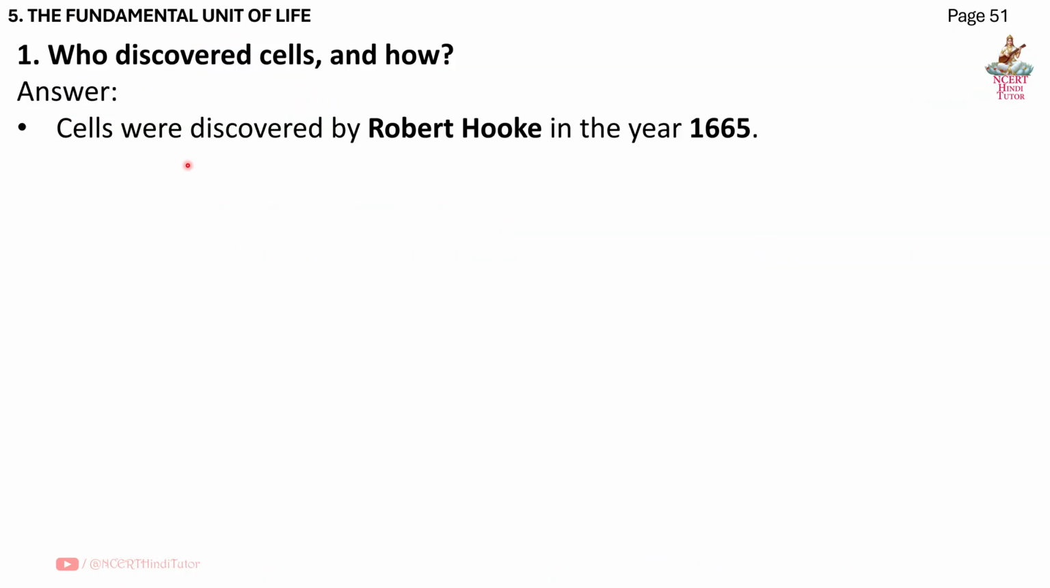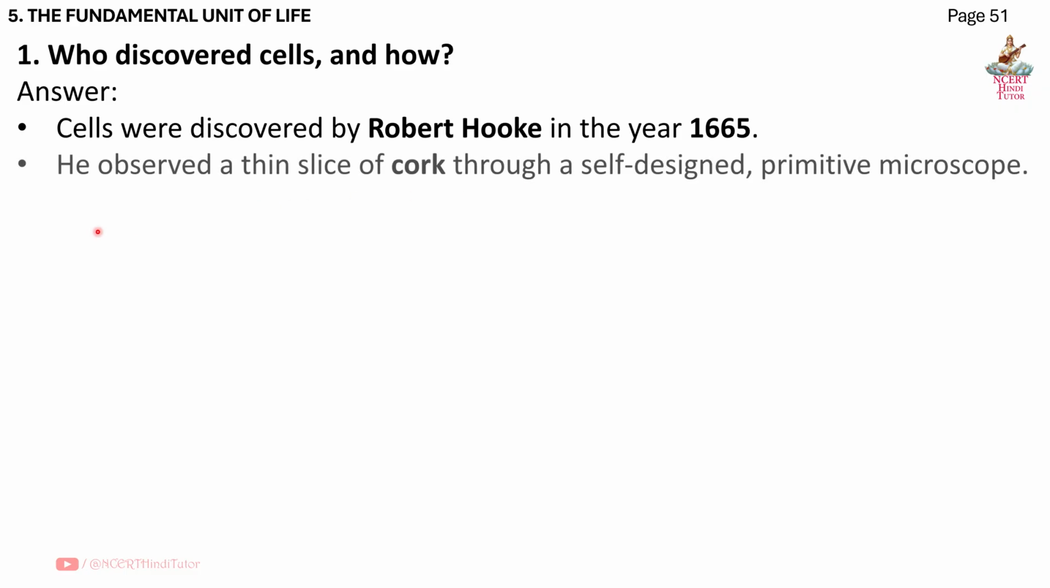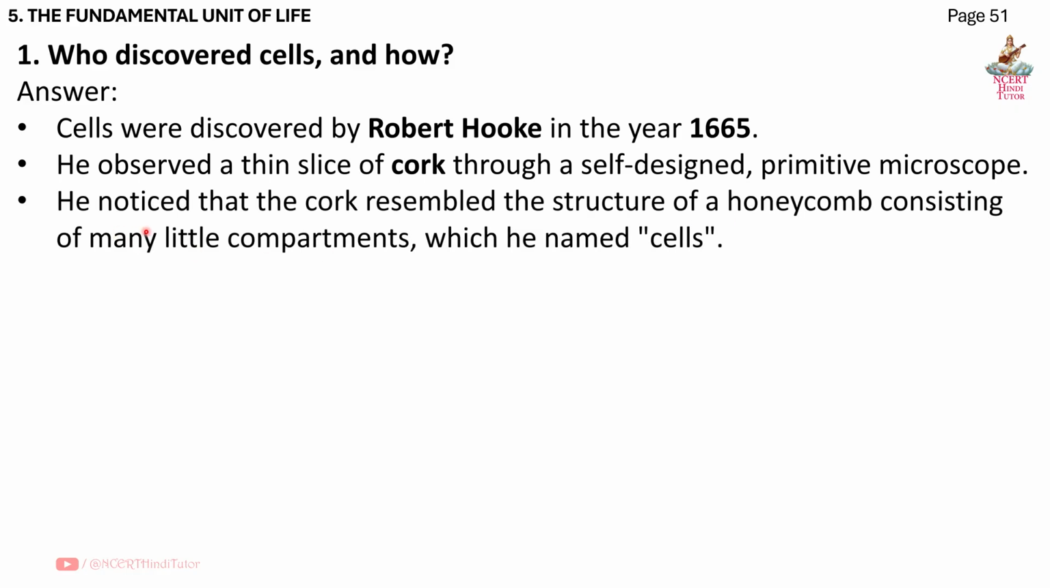Answer. Cells were discovered by Robert Hooke in the year 1665. He observed a thin slice of cork through a self-designed primitive microscope. He noticed that the cork resembled the structure of a honeycomb consisting of many little compartments which he named cells.